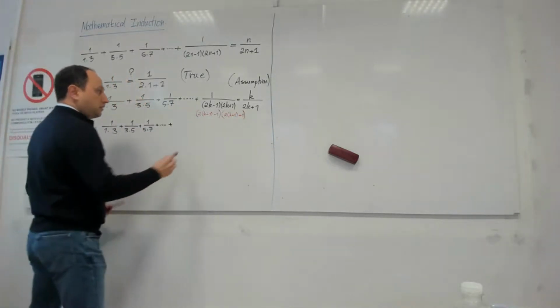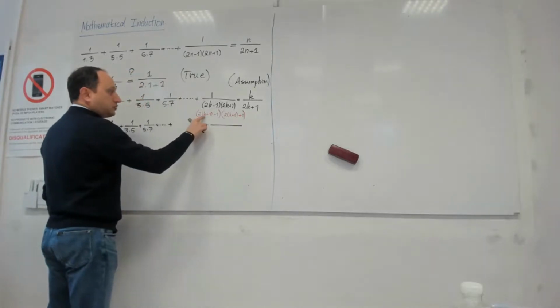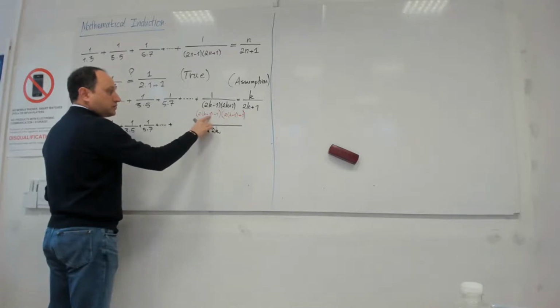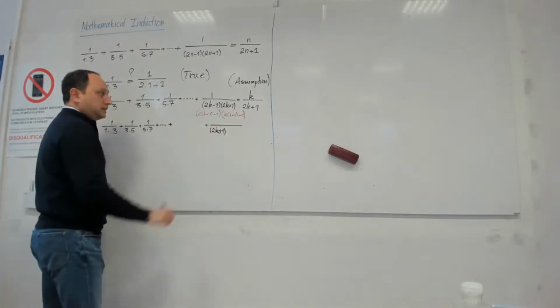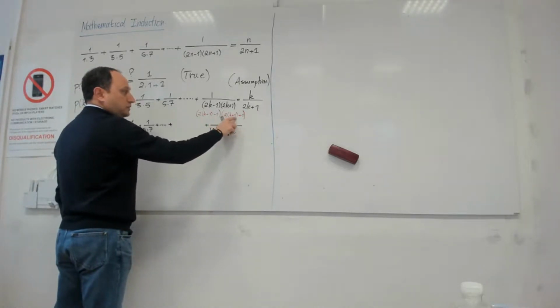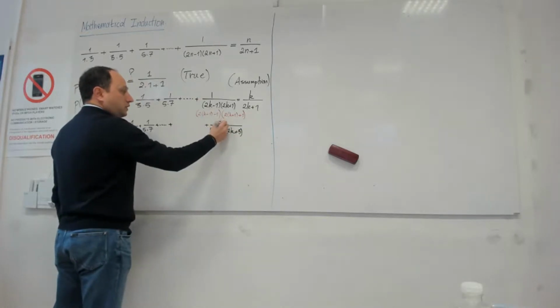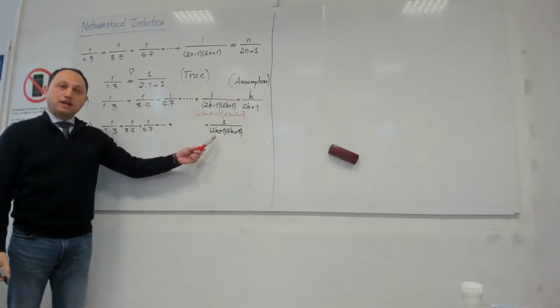Okay, but let me write the simplified version here. This becomes 2 times k is 2k. 2 times 1 is 2, minus 1 is 1. So it becomes 2k plus 1. This becomes 2k, 2 times 1 is 2, plus 1 is 3. The numerator is 1.